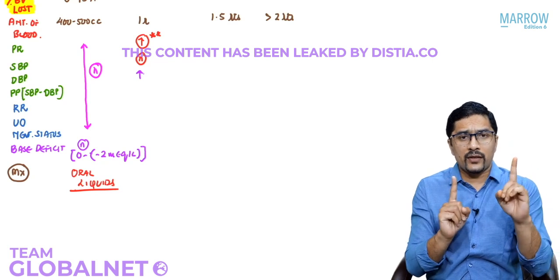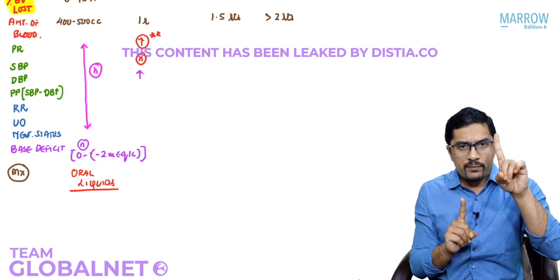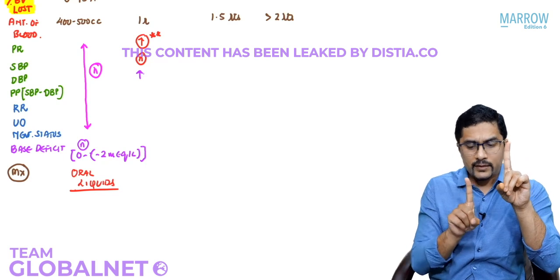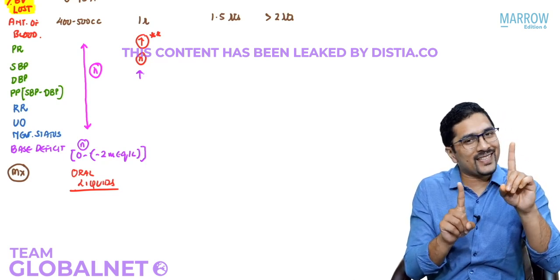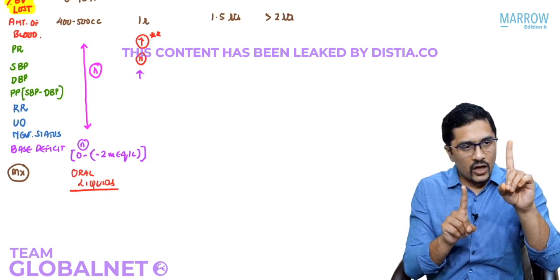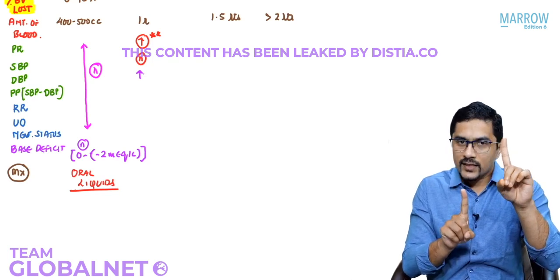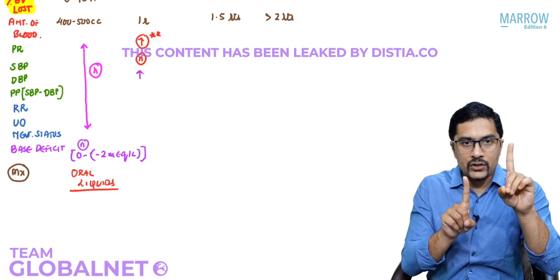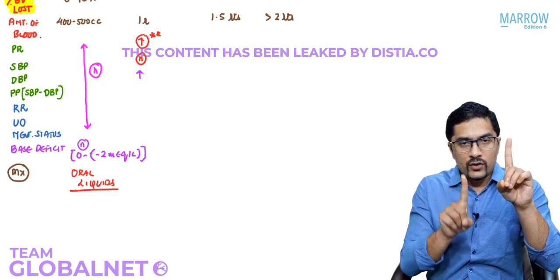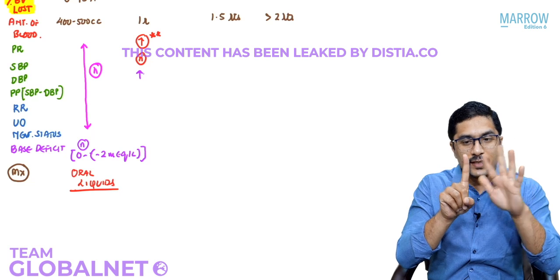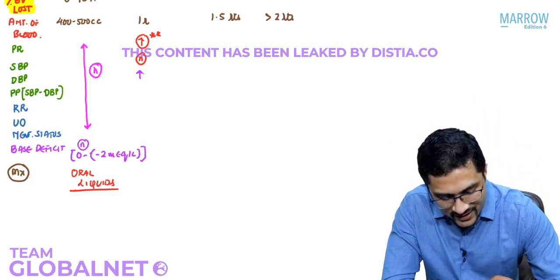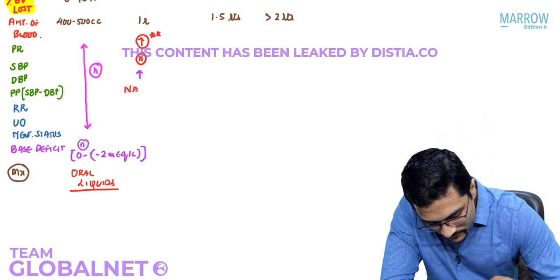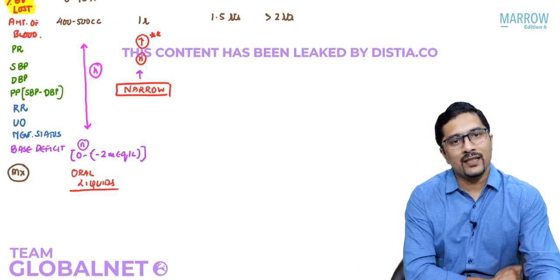Now, understand one thing. This is our systolic blood pressure, it is remaining normal. This is my diastolic blood pressure. Systolic blood pressure minus diastolic blood pressure is pulse pressure. Systolic is here, diastolic is here. Systolic is not moving, but diastolic is increasing. So if diastolic increases, the difference between the two reduces. So the pulse pressure is going to become narrow. The pulse pressure becomes narrow.